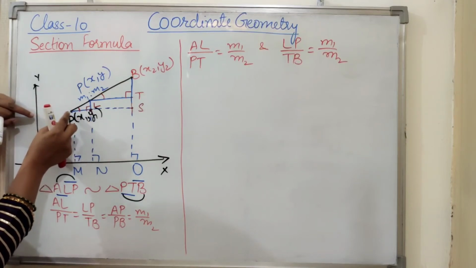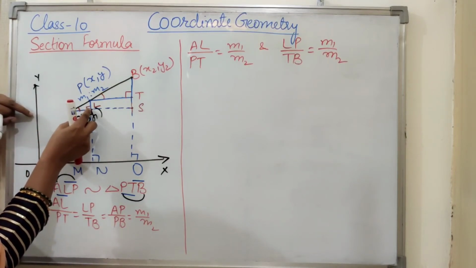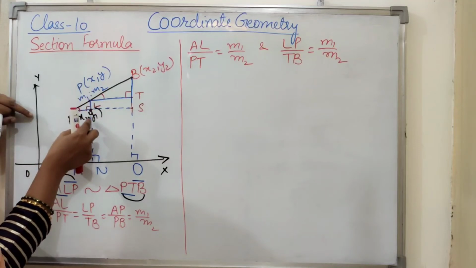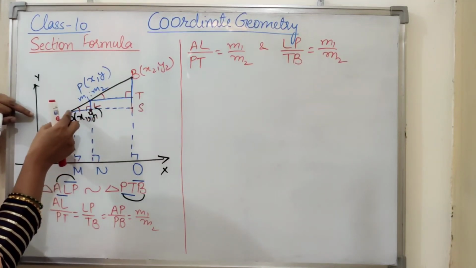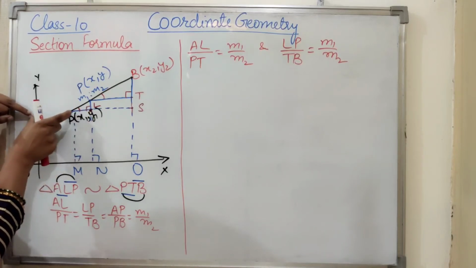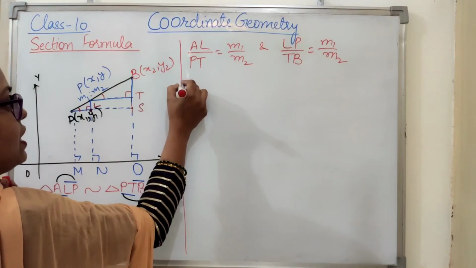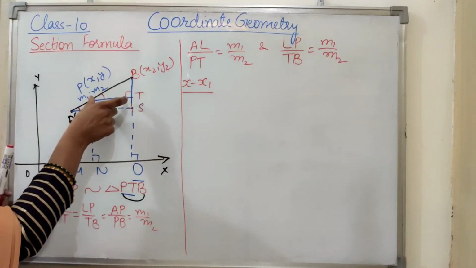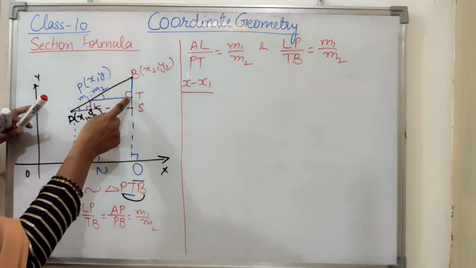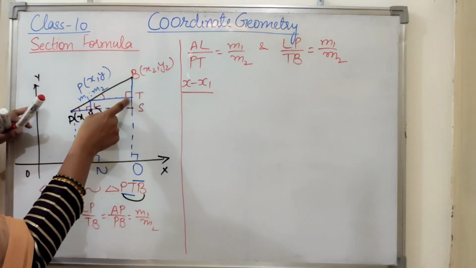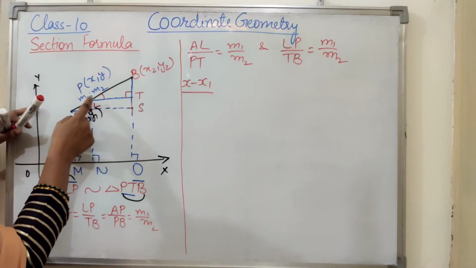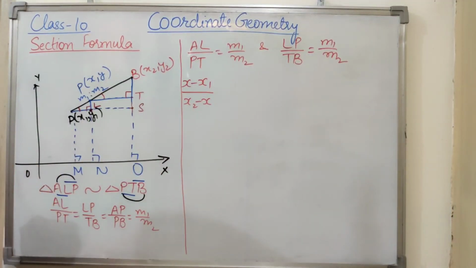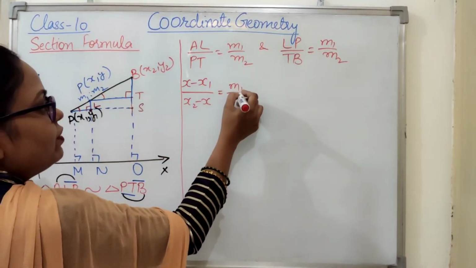How will I get it? I have this much and this much. From this, if I subtract this, I will get this. The same concept. If you see, this is x, isn't it? So AL is x minus x1. Now PT, this much. It's the x coordinate, if you see, x2. Out of this you have to subtract this. So how much is this? x. So x2 minus x. So x2 minus x is equal to m1 by m2.